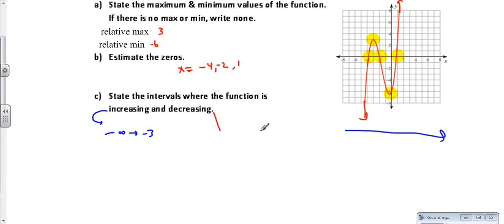So then I'll say down here it decreases from -3 to, looks like 0. Again, we'll approximate this. It's decreasing, and then again it increases from 0 to +infinity. Okay, so we're increasing from here to here, then we're decreasing from here to here, and then we're increasing again from here and on. So 3 different places you have an increasing graph.